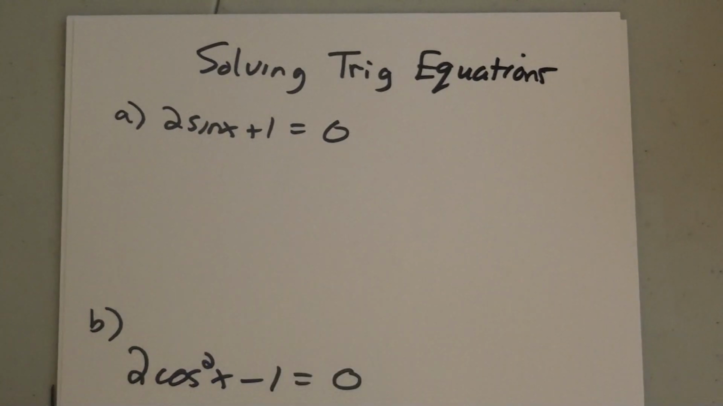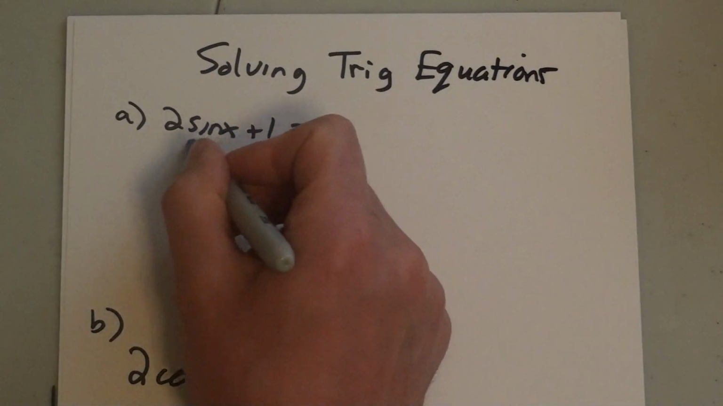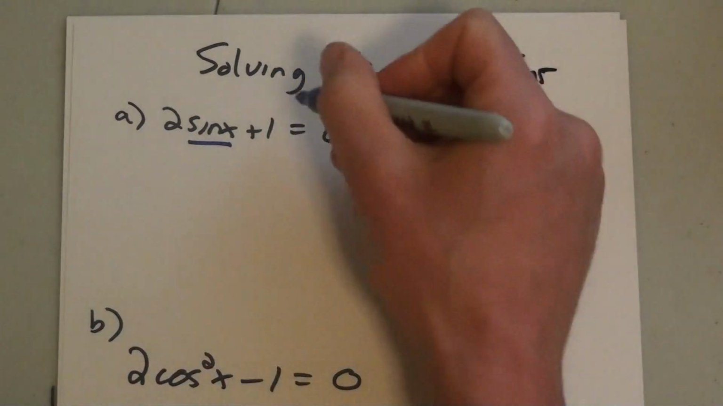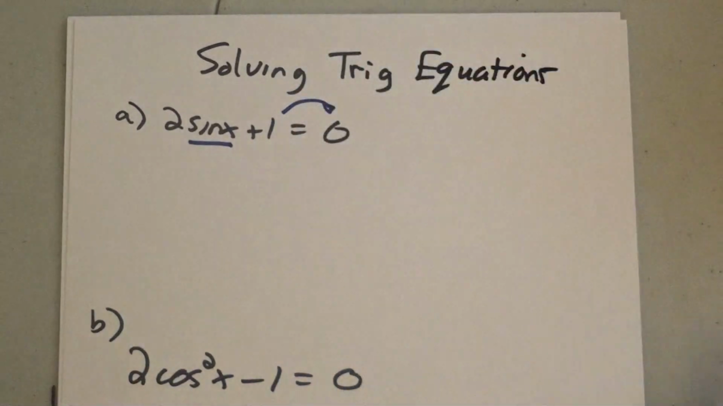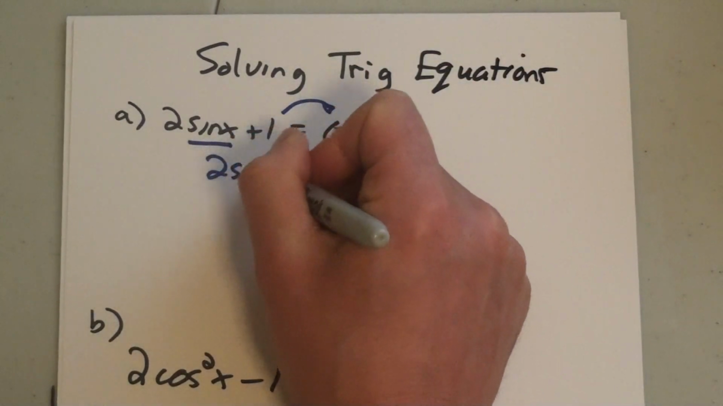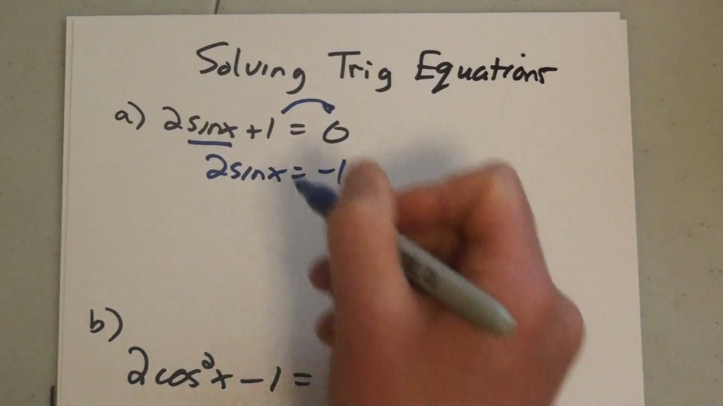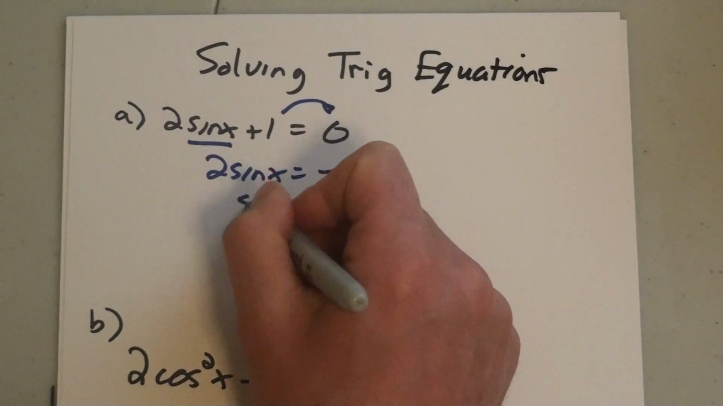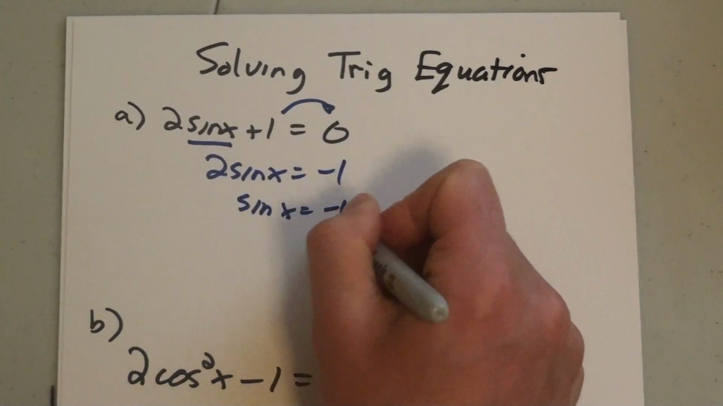The first one I'm trying to solve is 2 sine x plus 1 equals 0. So solving any equation, you want to get your unknown by itself. So I'm going to take the plus 1 over to the other side, so it turns to minus 1. 2 sine x equals negative 1. Then I'm going to divide both sides by 2, so I'll have sine x equals negative 1/2.